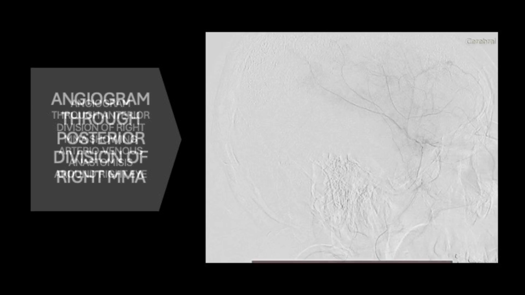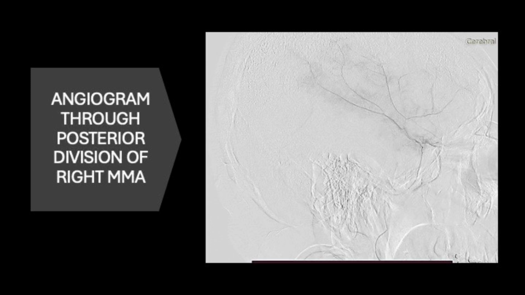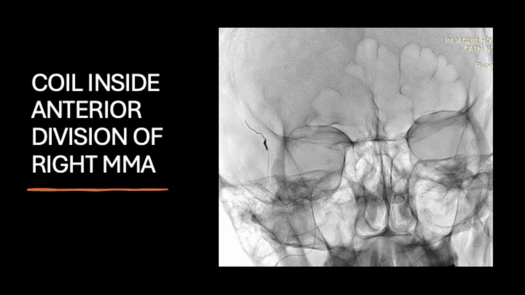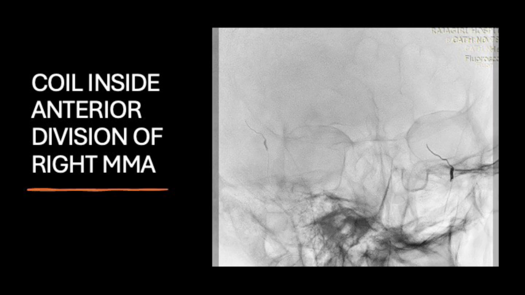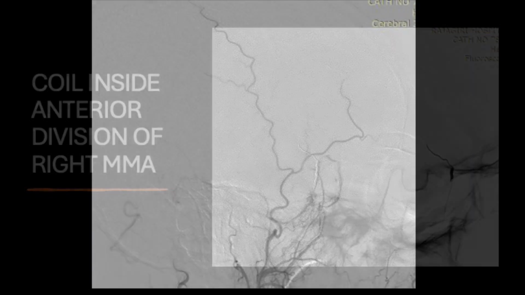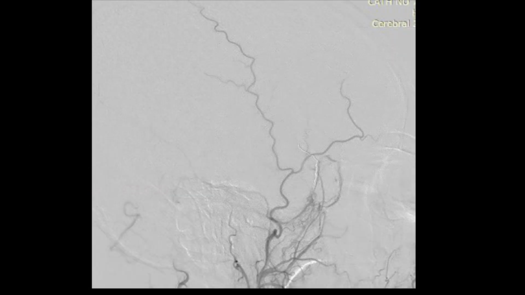We targeted the trunk of both the anterior and posterior divisions of the middle meningeal artery. First, a coil was deployed. This was confirmed on both AP and lateral views. However, there was still some flow. So we placed one more coil. Following this, there was complete occlusion of both divisions.